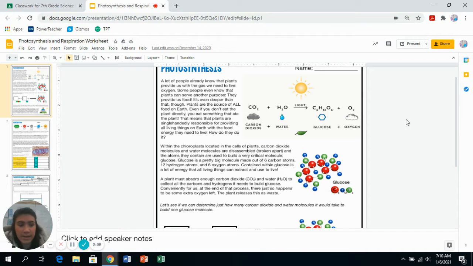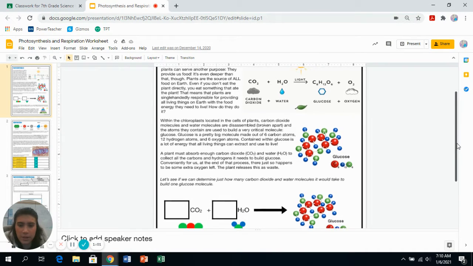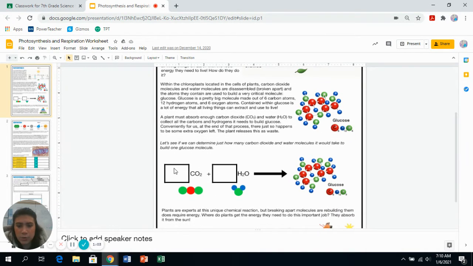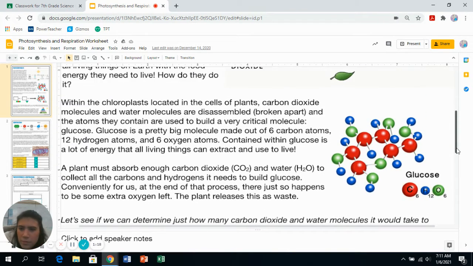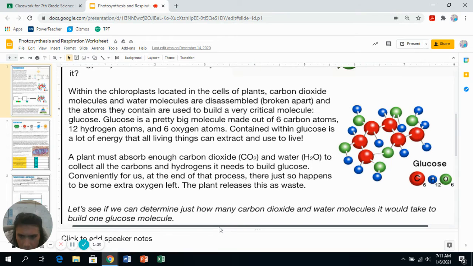So you're going to read this, and if you read this section up here, it's going to answer this question right here. Within the chloroplast located in the cells of plants, carbon dioxide molecules and water molecules. Let's see if I can make this a tiny bit bigger. This is going to be way too big. Okay, that's okay. There we go.